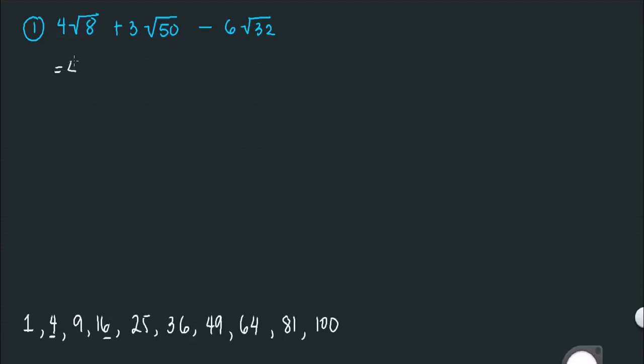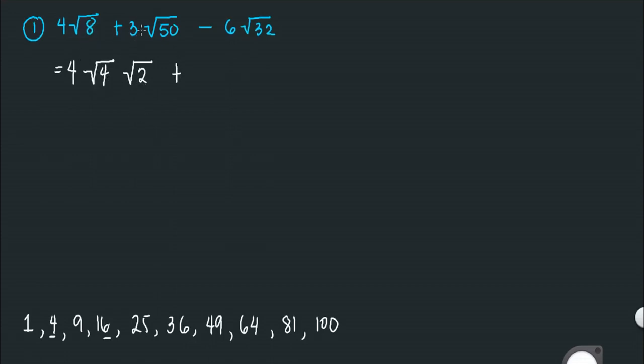So, we have 4. So, break down natin si square root of 8. So, hanap tayo ng perfect square number dito. So, I think 8 is the multiple of 4. Okay? So, we can use square root of 4. Then 8 divided by 4, that is 2. 4 times 2 is 8.